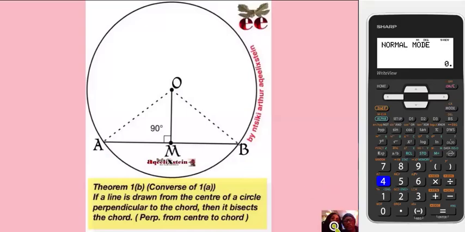All right, so this one, it's actually the converse. Like I was saying, it's a reverse of the theorem. So this one says, if a line is drawn from the center of the circle perpendicular to the chord, then it bisects the chord, or you can say it will divide the chord into two equal halves.